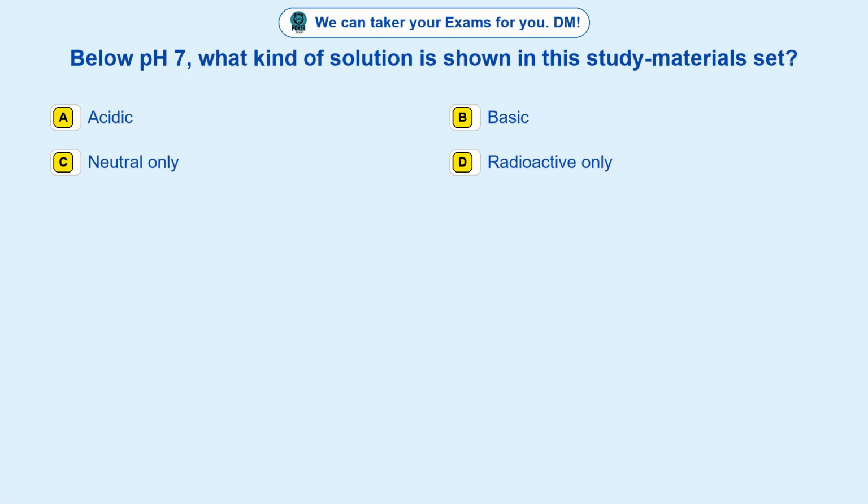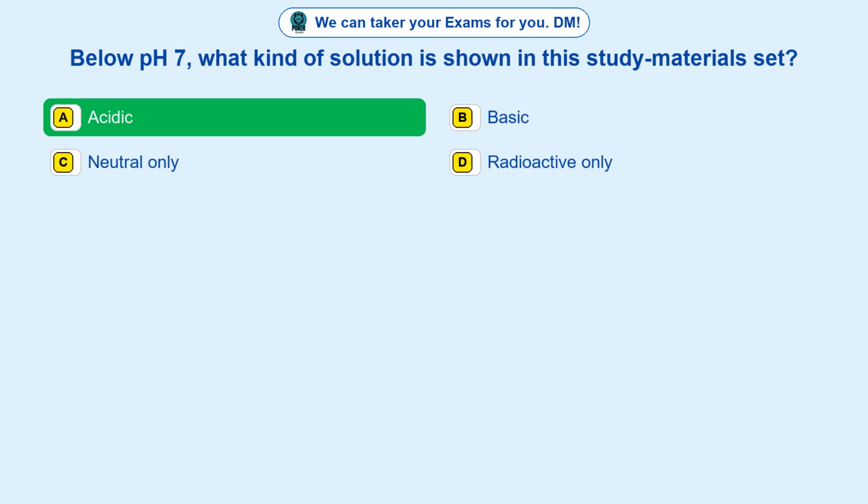Question 35. Below pH 7, what kind of solution is shown in this study materials set? Option A, acidic. Option B, basic. Option C, neutral only. Option D, radioactive only. The correct answer is option A.